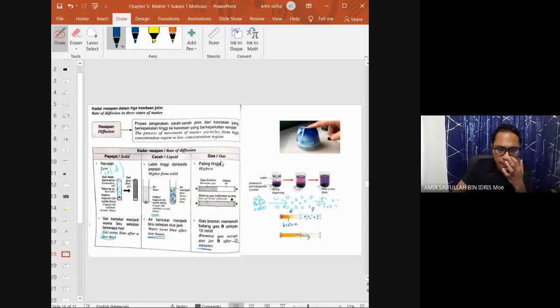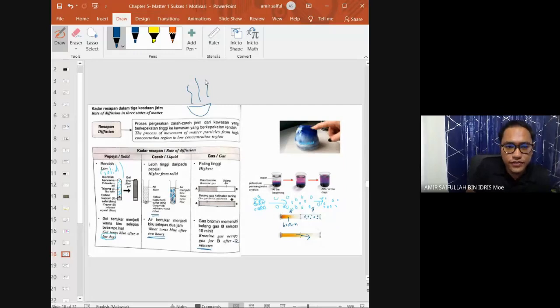One more thing about diffusion. When you have food. Can you guys see this? Can, okay. I was scared that later when I draw you cannot see.